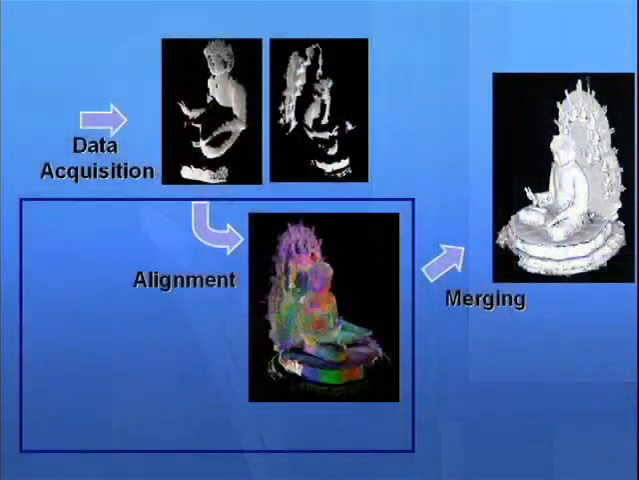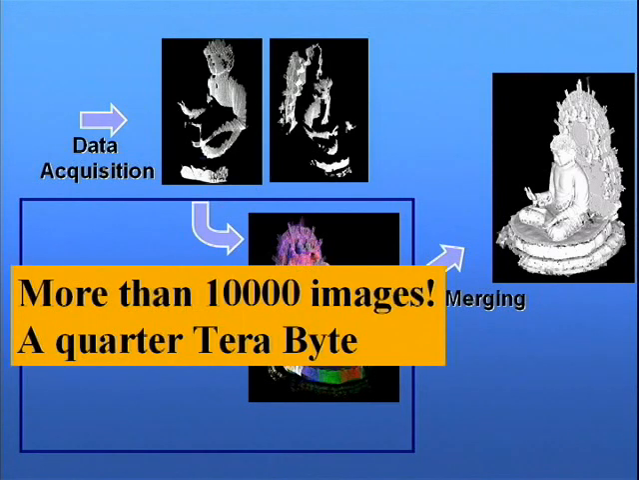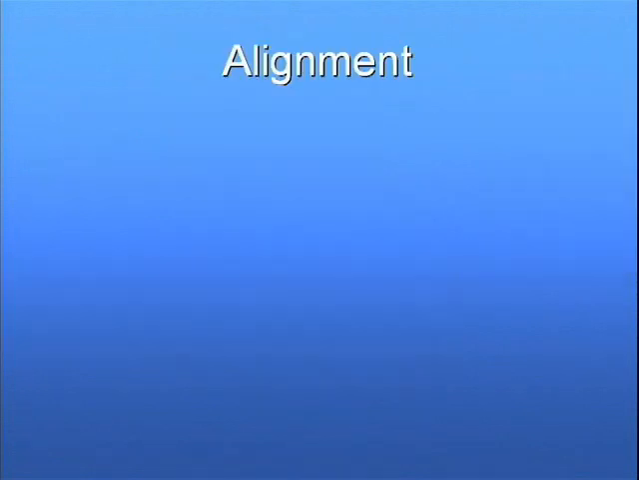And of course, if we are talking about 5 to 10 range images, there are commercially available alignment algorithms that determine relative relations. But if we are talking about 10,000 images, a quarter terabyte, usual software doesn't work well. So we developed various alignment algorithms based on actually Mark's thesis.